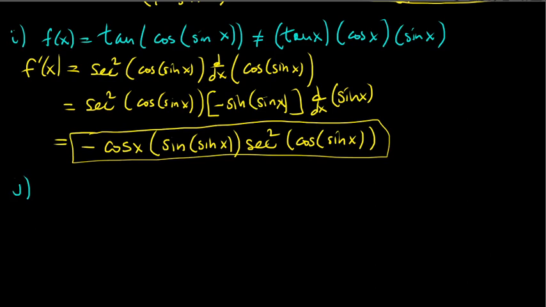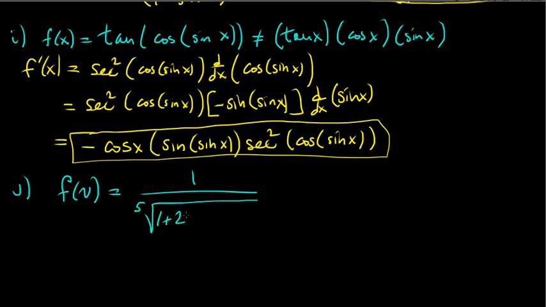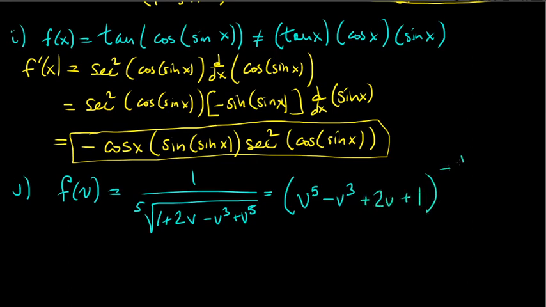So J is f of v is equal to 1 over the 5th root of 1 plus 2v minus v cubed plus v to the 5th. Before we take the derivative, we might want to write it this way: v to the 5th minus v cubed plus 2v plus 1, all raised to the power negative 1 over 5.